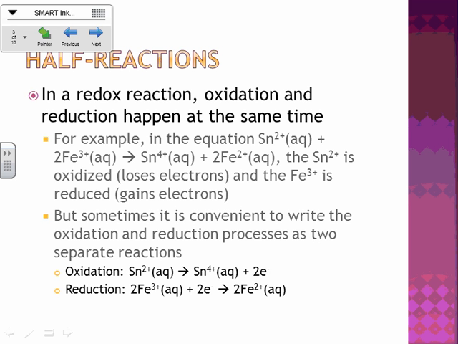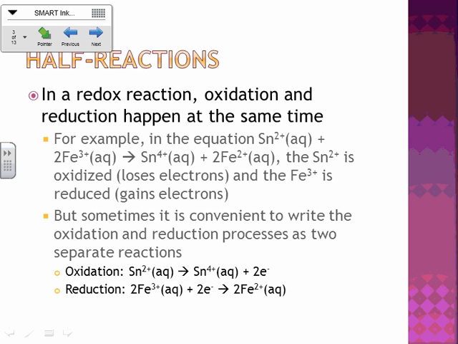Okay, but the point here that I was trying to make is the Sn2+ gets oxidized, the Fe3+ gets reduced. But it's going to be helpful for us while we're balancing these to actually split these processes up. Okay, so anyway, we're going to split the processes up, and we're going to write the oxidation reaction here and the reduction reaction, okay, as though they're kind of two separate things happening. Now, both of these really are happening at the same time, but we're going to split them up and deal with each of them separately.